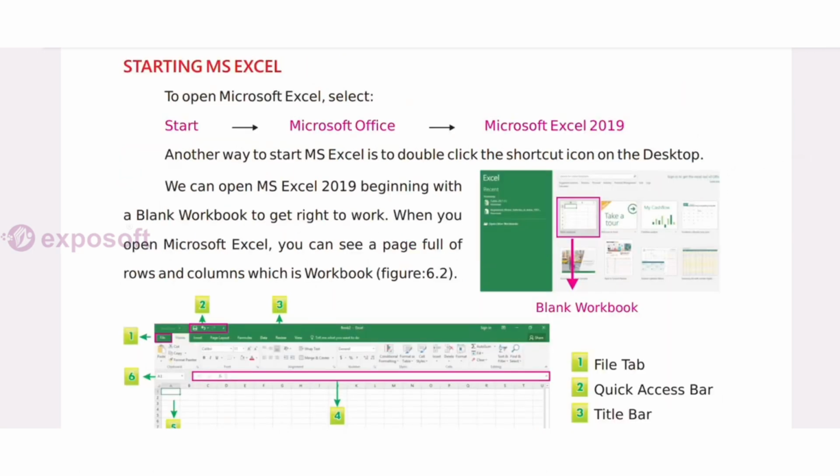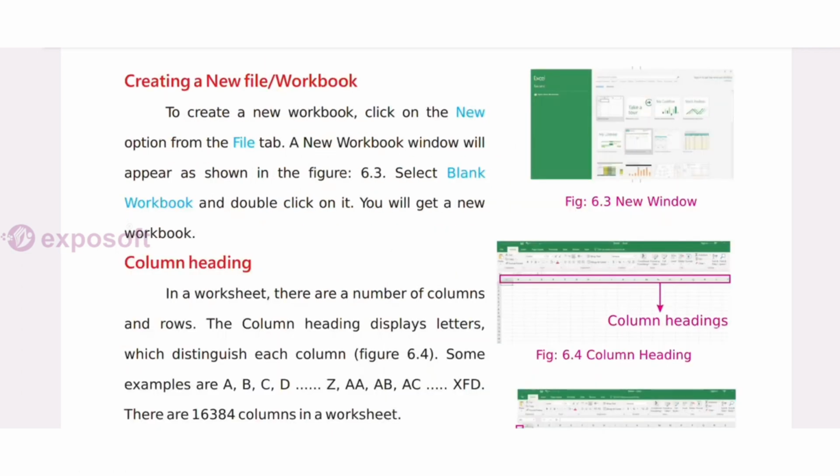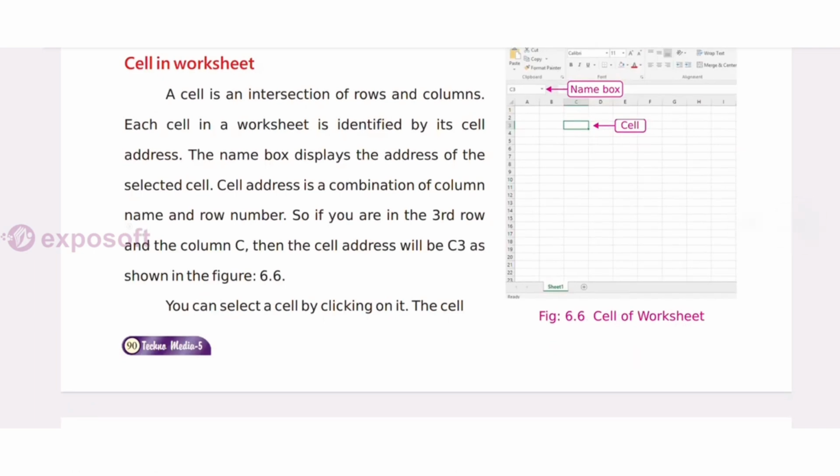Starting MS Excel. To open Microsoft Excel, select Start, Microsoft Office, Microsoft Excel 2019. Creating a new file or workbook. To create a new workbook, click on the New option from the File tab. A new workbook window will appear. Cell in worksheet. A cell is an intersection of rows and columns. Each cell in a worksheet is identified by its cell address.